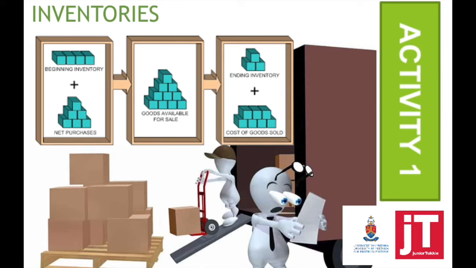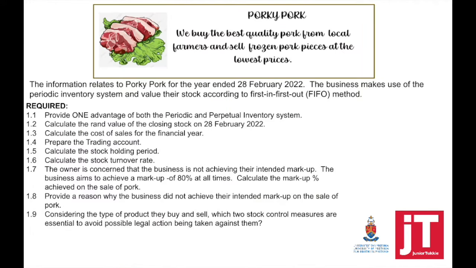I'm Mrs. Brimiko. We are now going to look at Chapter 8, Inventories. And the first thing that we're going to look at is Activity 1. Porky Pork. We buy the best quality pork from local farmers and sell frozen pork pieces at the lowest prices. The information relates to Porky Pork for the year ended 28 February 2022. The business makes use of the periodic inventory system and values their stock according to the first in, first out method.